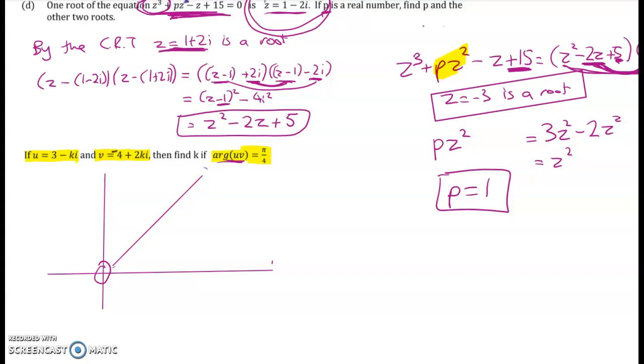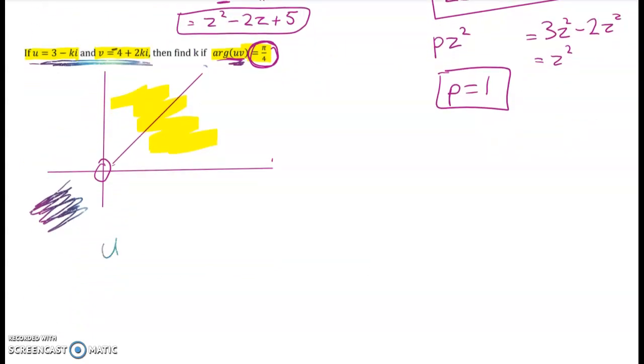And the other thing we know that's important to get the E8 in this question is that if we've got an arg of pi on 4, then we're in this first quadrant here. So we need to have the real part and the imaginary part of this complex number uv both being positive. And what you'll see happens in this question is that we're going to get 2 solutions, but one of them turns up down here. So we need to chuck that one out. So let's first do the straightforward work of multiplying out uv and go from there.